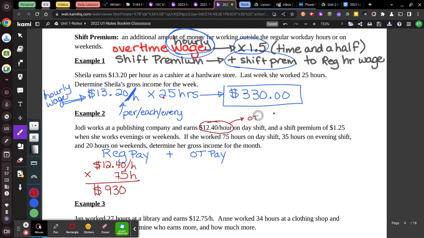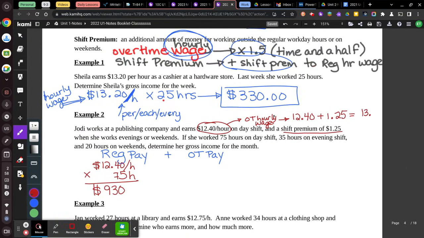And my overtime pay, this is where we take our wage. Okay, so our overtime hourly wage is what we're finding. So what we do is we take our regular wage, $12.40, and we have a shift premium, so we're adding it. We don't just make the shift premium. We make both together. So when we add them together, you're actually going to be making $13.65 per hour overtime. So that's our overtime rate of pay. So we get $13.65, and now it's times our overtime hours.